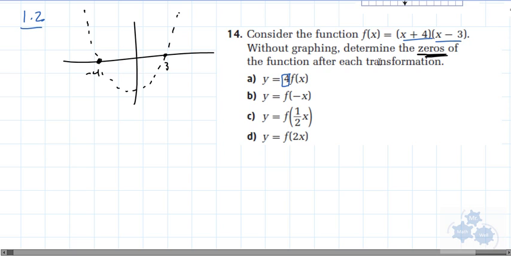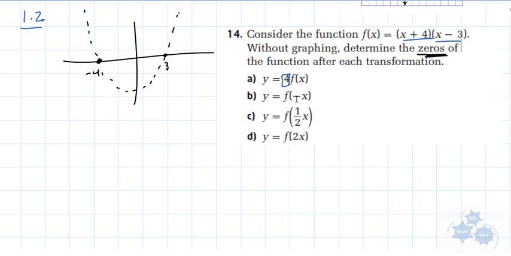So determine the zeros after this transformation in A. The zeros are exactly the same as the original function. Okay, so the zeros are x equals negative 4 and positive 3. The same. B, okay, when this negative x here, okay, so that represents a flip about the y-axis, right? Right?